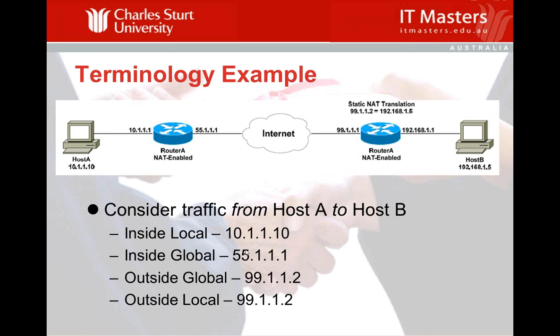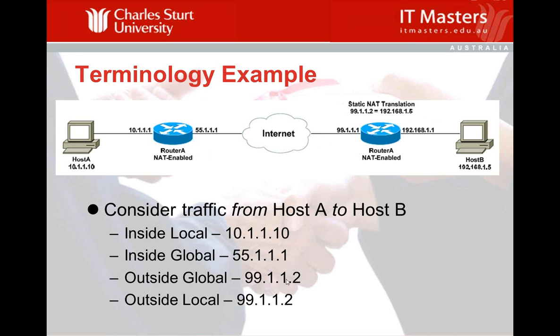The inside global address, which if you remember is the private host's representation to the outside world, will be 55.1.1.1 because that is the address on the outside, the public side of router A, which is NAT enabled. Okay, so that's 55.1.1.1. Our outside global for host B is 99.1.1.1. You can see that over on router B, we've got our static NAT translation here of 91.1.1.2 to 192.168.1.5, okay, which is our host behind here.